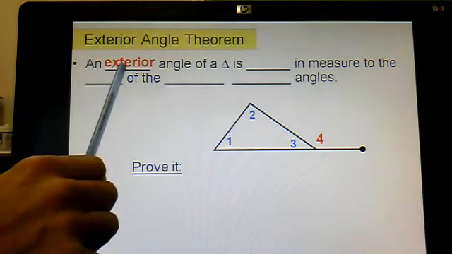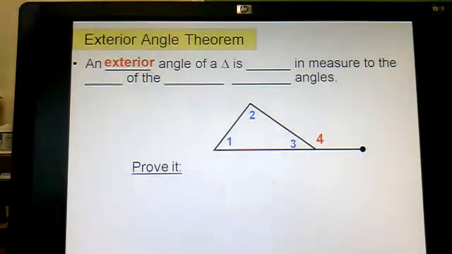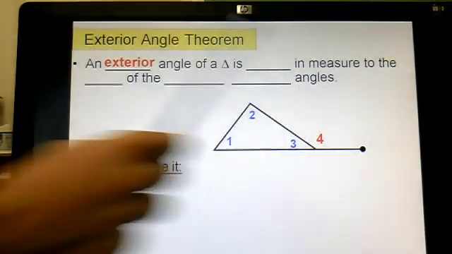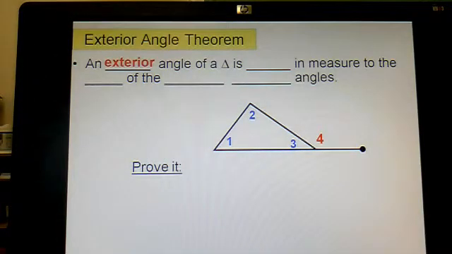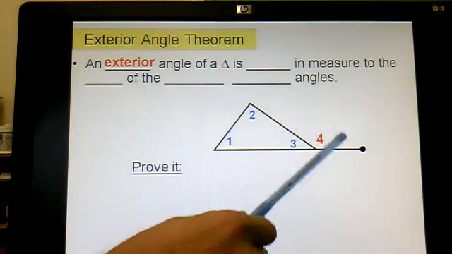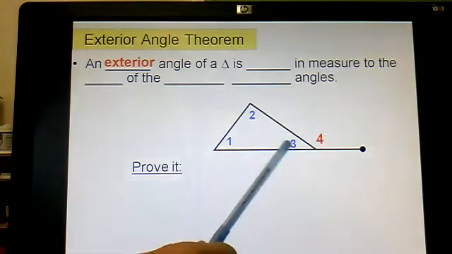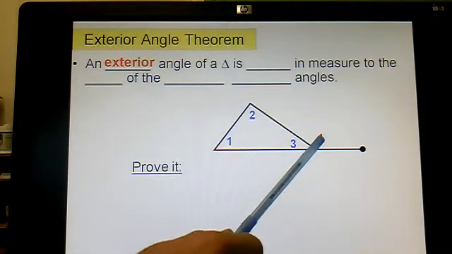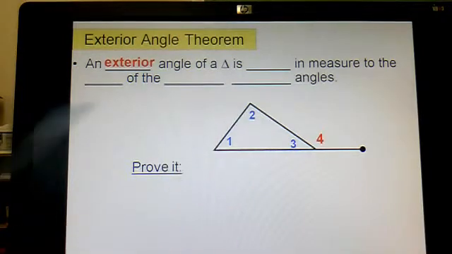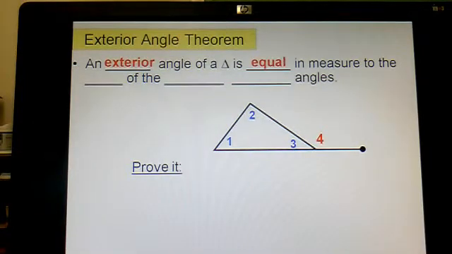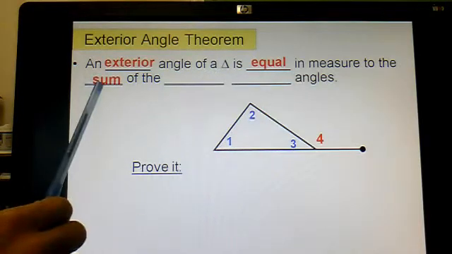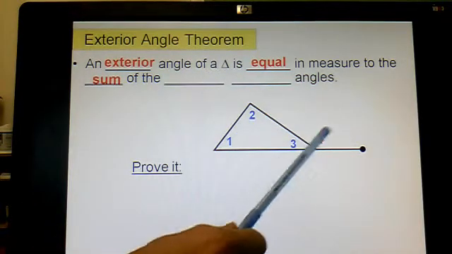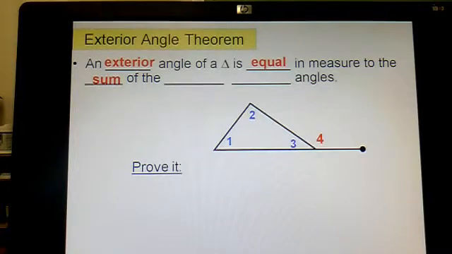An exterior angle of a triangle, that's number 4, is blank in measure to the blank of the other angles on here. This is what we came up with in class the other day. This angle does relate to 3, but we wanted to relate to the ones that are far away from it. And if you remember from yesterday, we called those the remote interiors. If we added these up, or found their sum, whatever these add up to, it's equal to angle 4. You have to use this quite a bit on the homework.